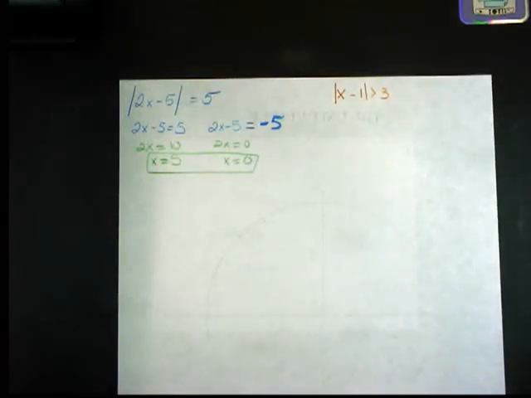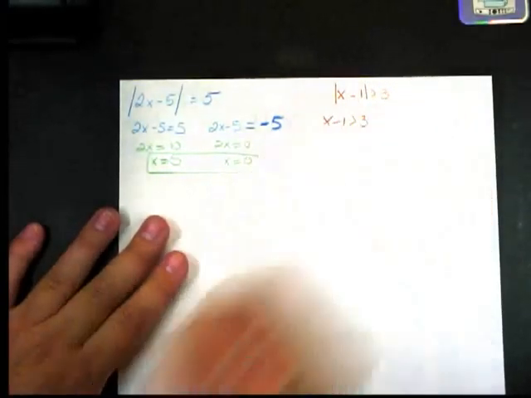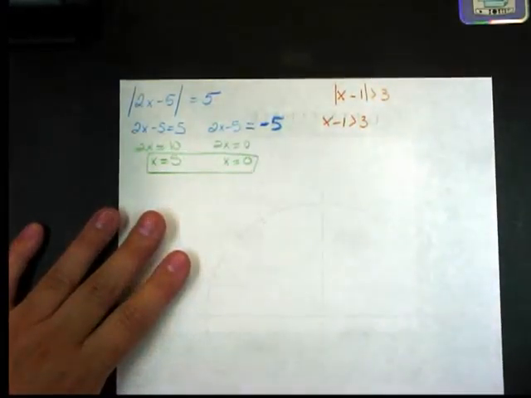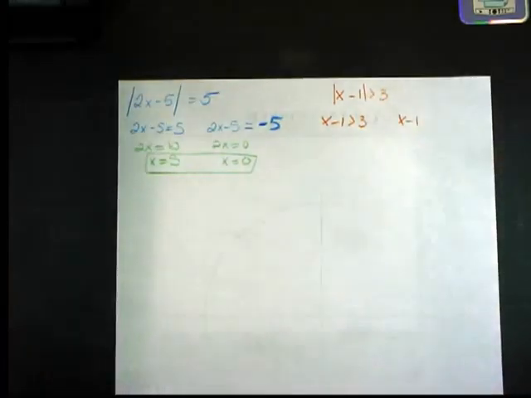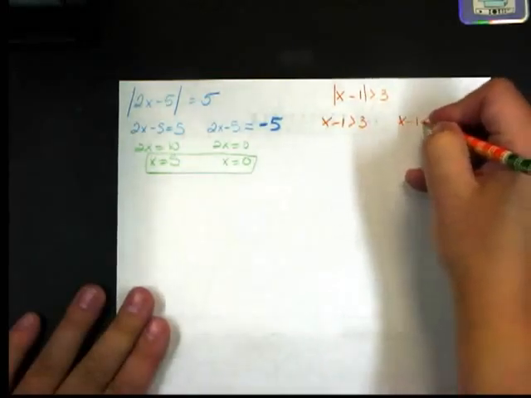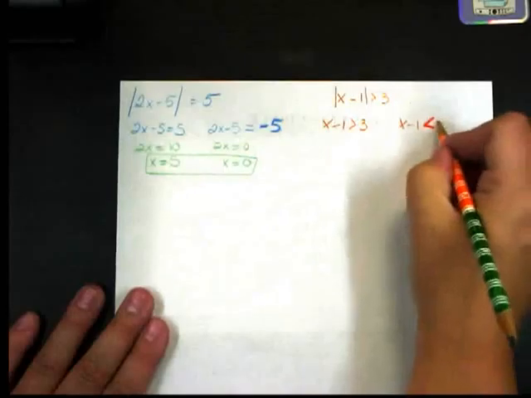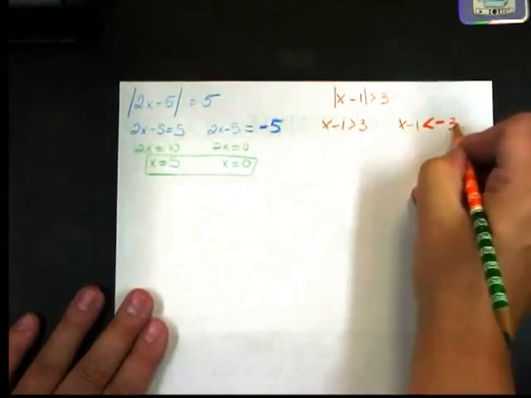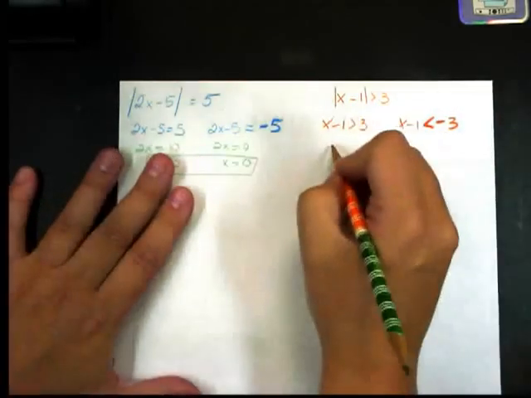And we're going to solve this one. First thing we do is write it as is. And then we're going to write it by changing the symbols and signs of everything outside. So x minus 1 stays. A greater than changes to less than, and the positive 3 becomes a -3. Now we need to solve it normal.